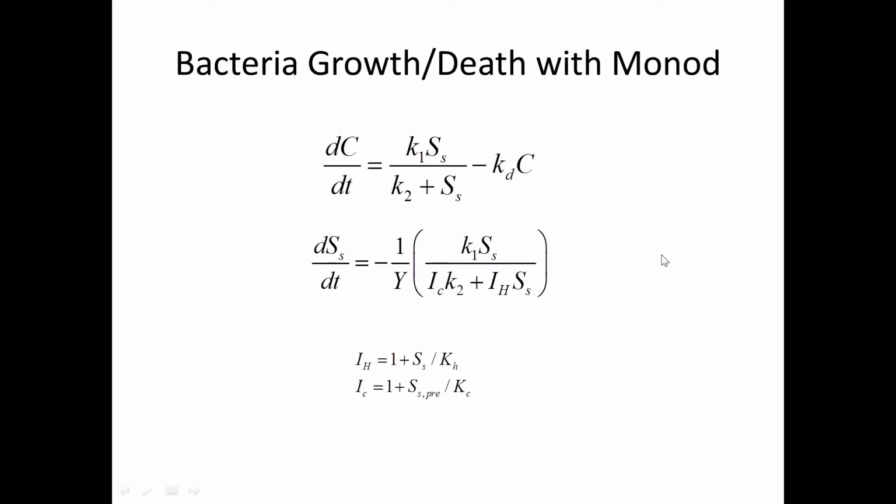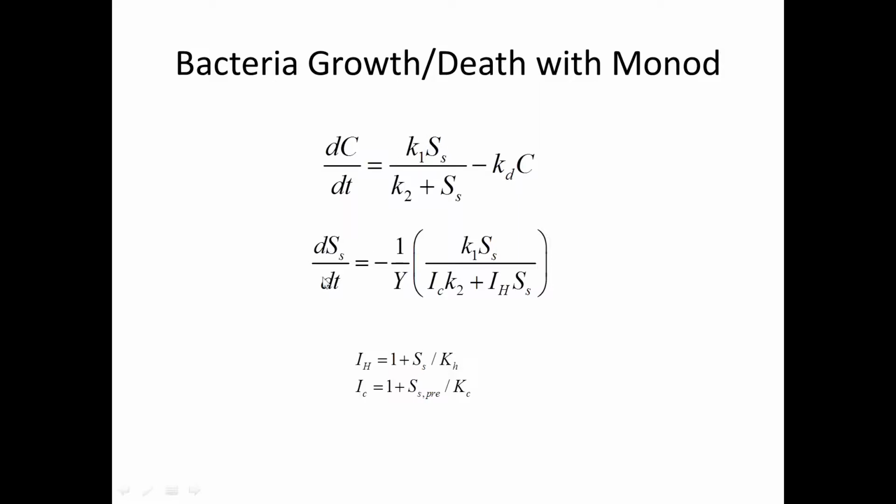Okay, so we can simulate the growth and death of a bacterial population of biomass using the Monod equation. There are two Monod equations here, one for the concentration of the biomass of the bacteria, and another for the concentration of the substrate that the biomass is using as its food. The way this works is, this is the Monod part right here. There are these two constants associated with the Monod kinetics. And what this says is the rate of change of the biomass is a function of the substrate.